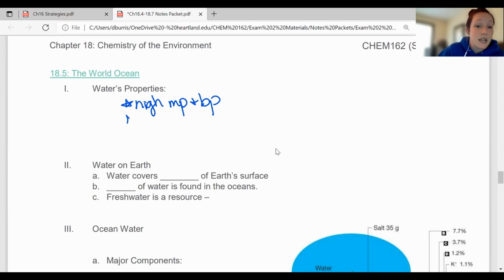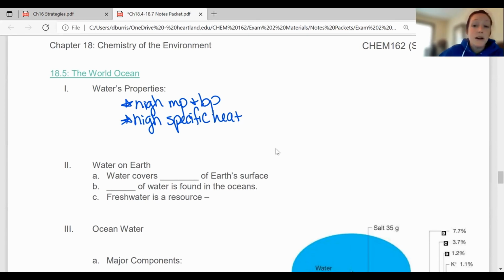It's got a high specific heat. It's hard to change the temperature. High specific heat, right? 4.18 joules per gram degree Celsius is a lot higher than metals. Metals are almost always less than 1. Most substances are somewhere between 1 and 2, but water is 4.184. So it takes a lot of energy to change the temperature of water.